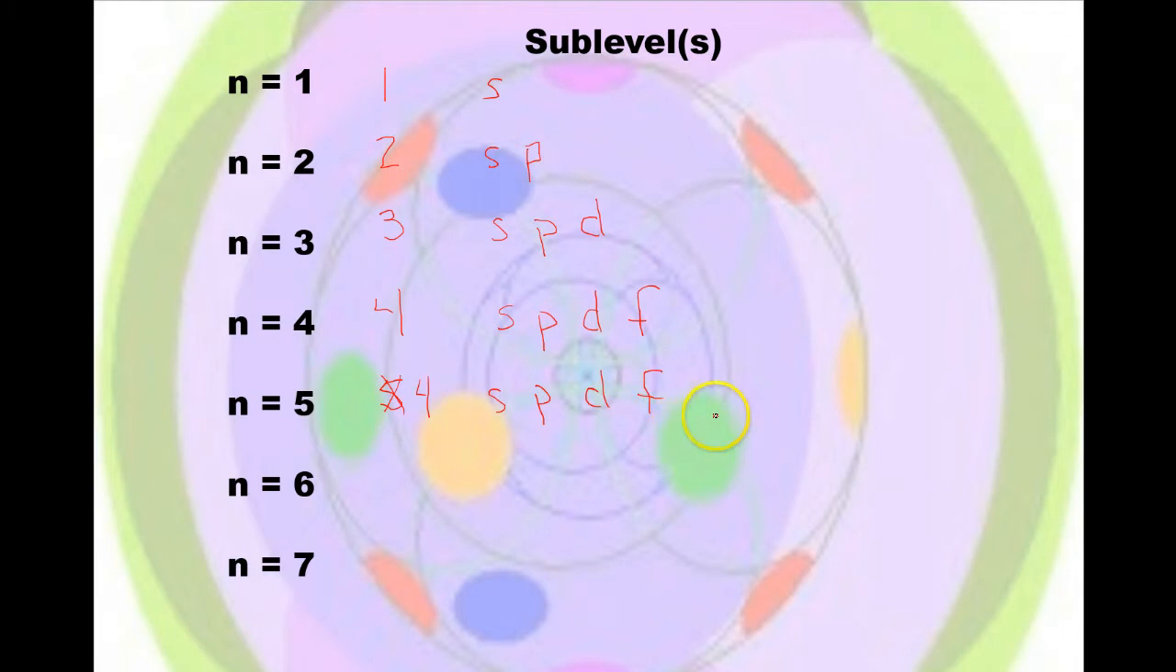Now we can predict that if we had enough elements with enough electrons, then in the fifth energy level we would have 5, and we would go out to, let's say, sublevel g, which doesn't exist. So in the sixth energy level, we only have 4. In the seventh energy level, in actuality, there are only 4.